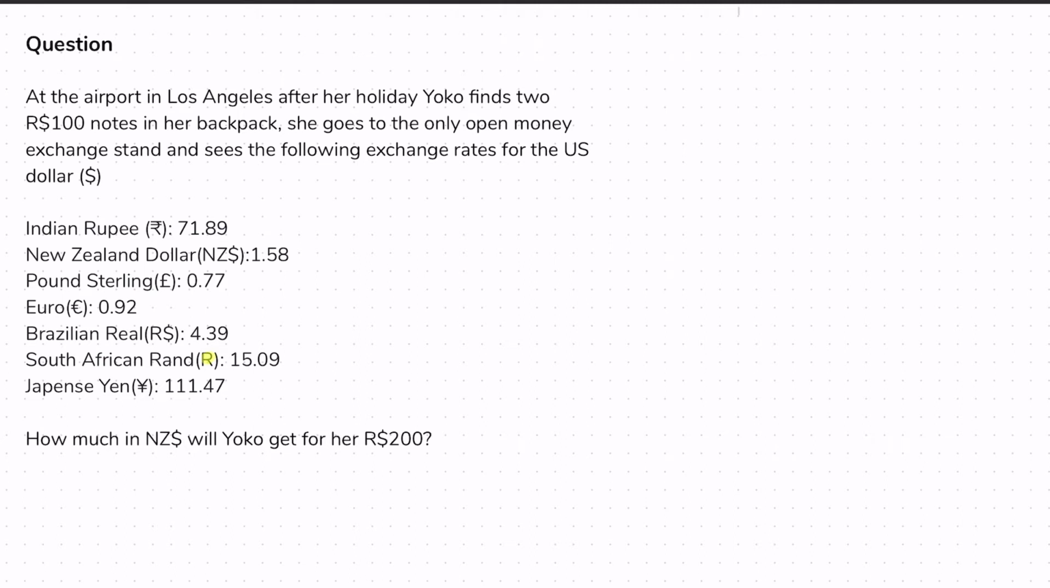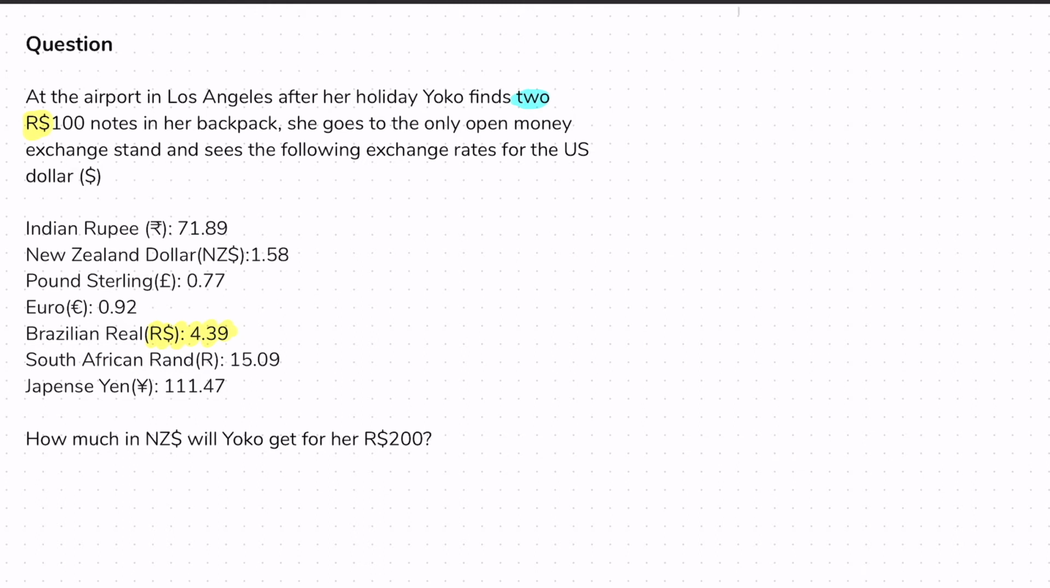Immediately, what jumps out is this South African rand. But as we can see, we're looking for $. So it's not going to be rand. We've got to find something else, which is the Brazilian real. And the Brazilian real, 4.39. But 4.39 what? And also, interesting in the question, it says 2 $100 notes. So let's keep going. She goes to open the only open money exchange stand and sees the following exchange rates for the US dollar.